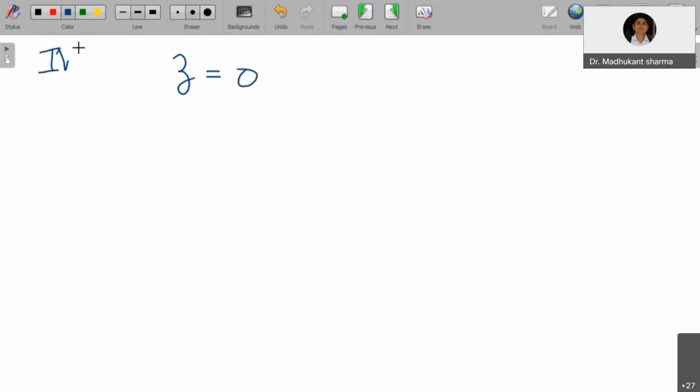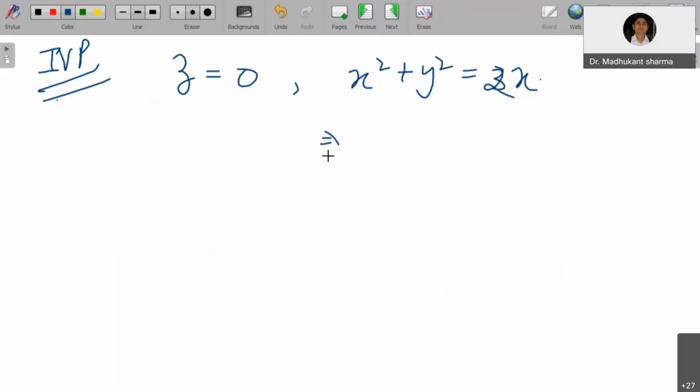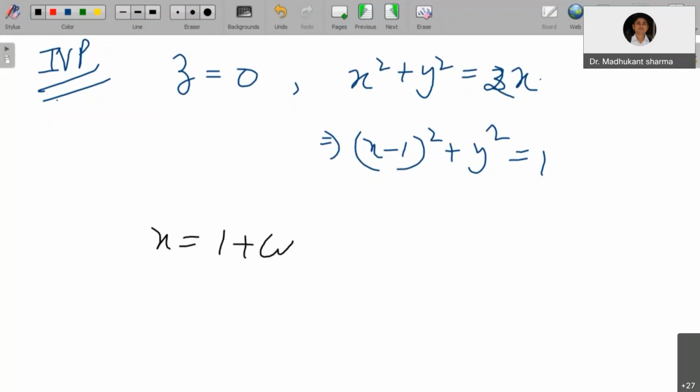this is the initial value problem. Okay, z equal to 0, and you have x square plus y square equal to 3x. So it passes through this, which is nothing but (x minus 1) whole square plus y square equal to 1. And we already have the parametric equation with x equal to 1 plus cos t, y equal to sin t, and z equal to 0.